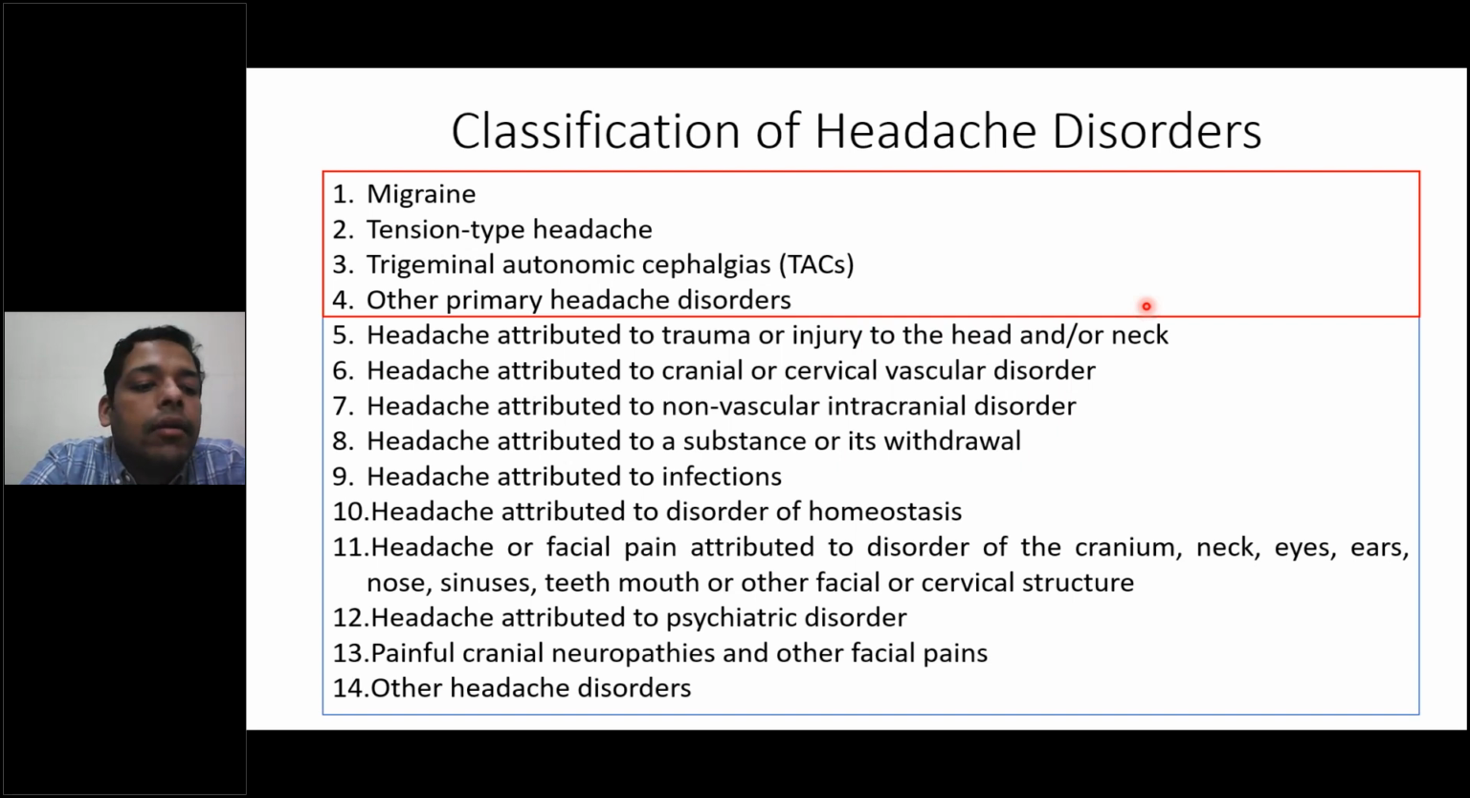So this is in total how headaches can be classified. The first four being primary headaches and the others being secondary headaches. We don't expect you to know the entire classification, but yes, we expect you to know the common causes of primary and secondary headaches.